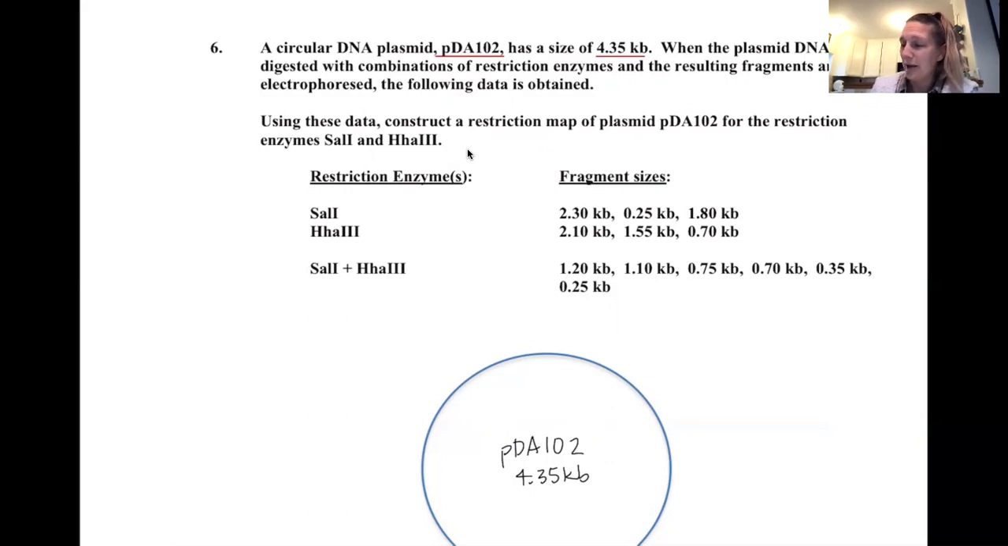And then it explains that when the plasmid DNA is digested with certain combinations of restriction enzymes, the resulting fragments are electrophoresed, which, again, is using a DNA gel to separate fragments by size, right? So this separates DNA fragments by their size or length of base pairs. And the following data is obtained.